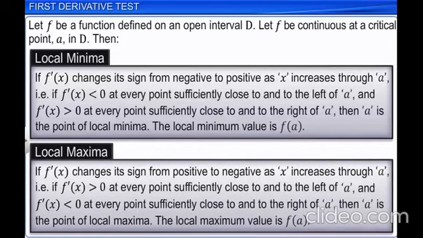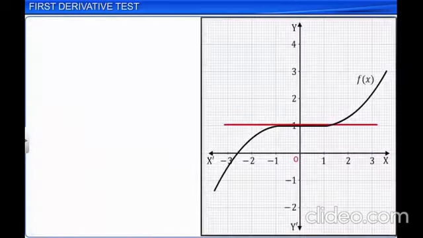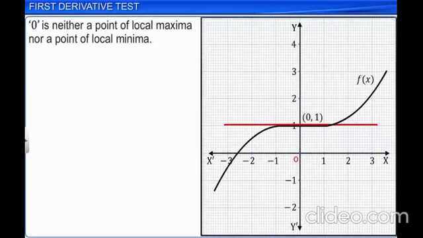Now, take a look at this graph. In the diagram, the tangent line is horizontal at (0, 1), and the slope of the curve is 0 on both sides of this point. That is, f'(x) does not change its sign as x increases from the left neighborhood of 0 to the right neighborhood of 0. So in this case, 0 is neither a point of local maxima nor a point of local minima. Such a point, which is neither a point of local maxima nor a point of local minima, is known as the point of inflection.